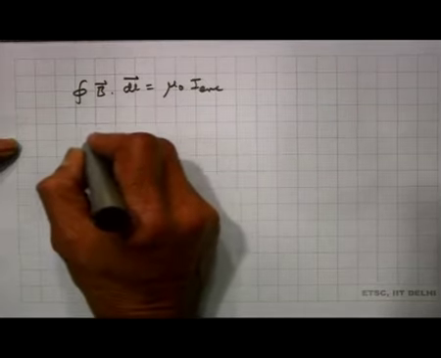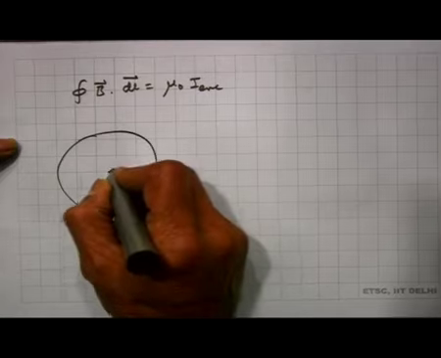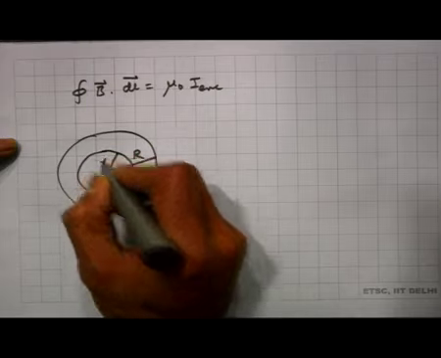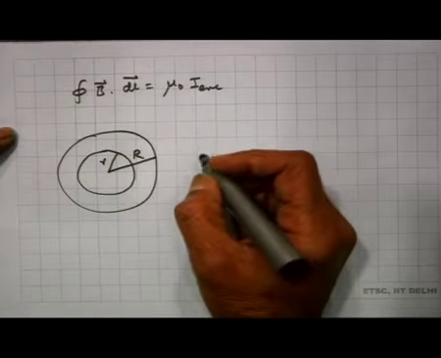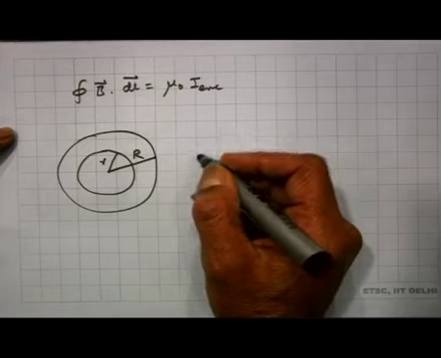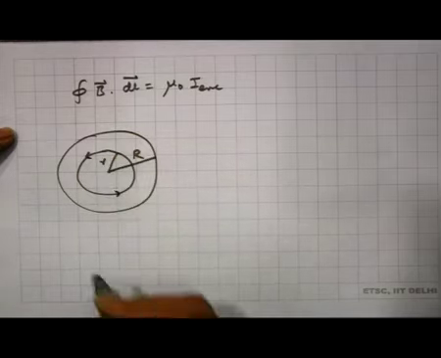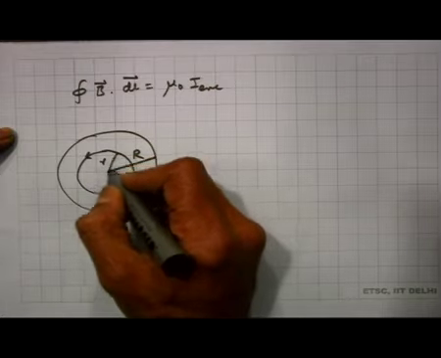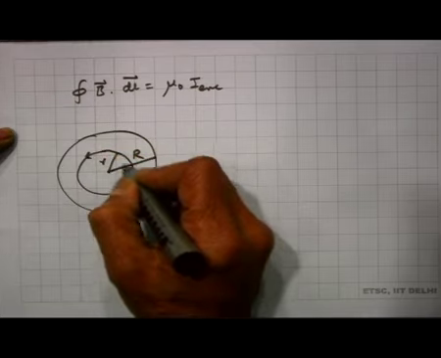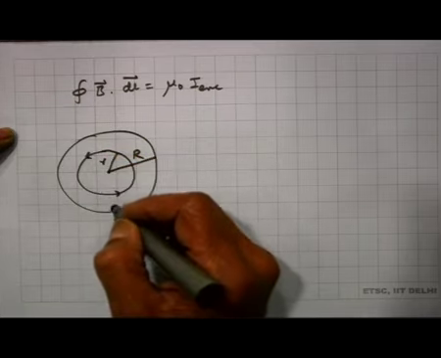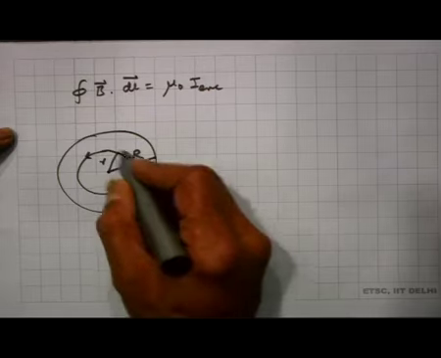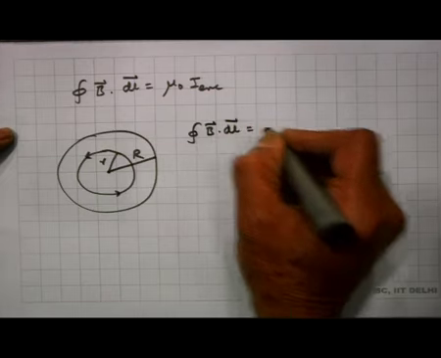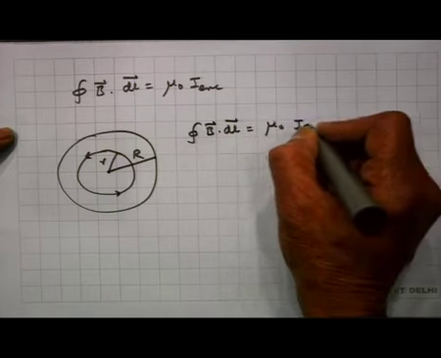So, if this is my current carrying conductor of radius R, I take a path inside of radius r. Now, one can show through similar symmetry arguments that the magnetic field has to be along this azimuthal direction, which is tangential to a circular path around the center. So, if I take this path, the integral of B dot dl is equal to mu 0 times I enclosed.